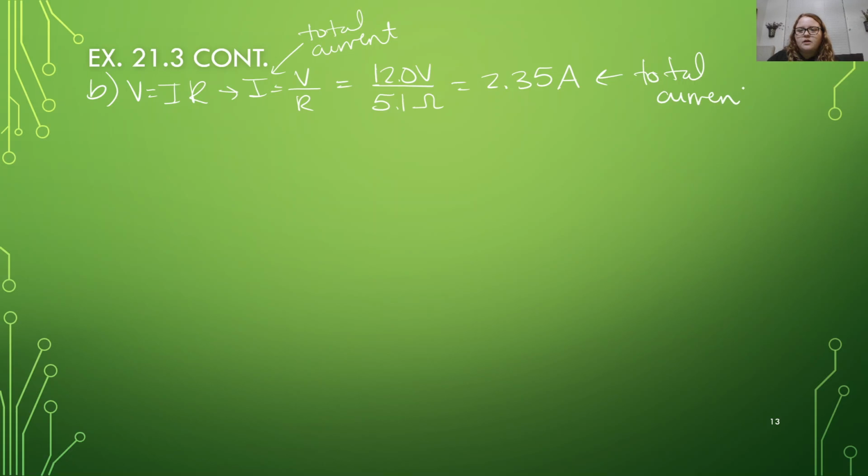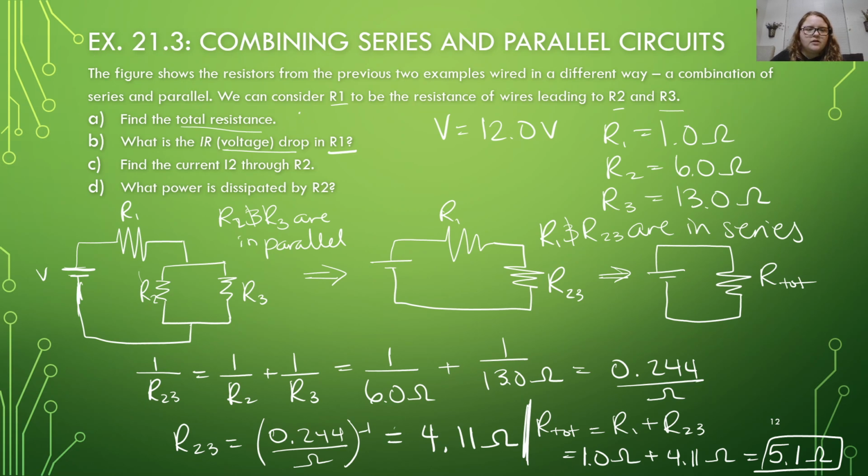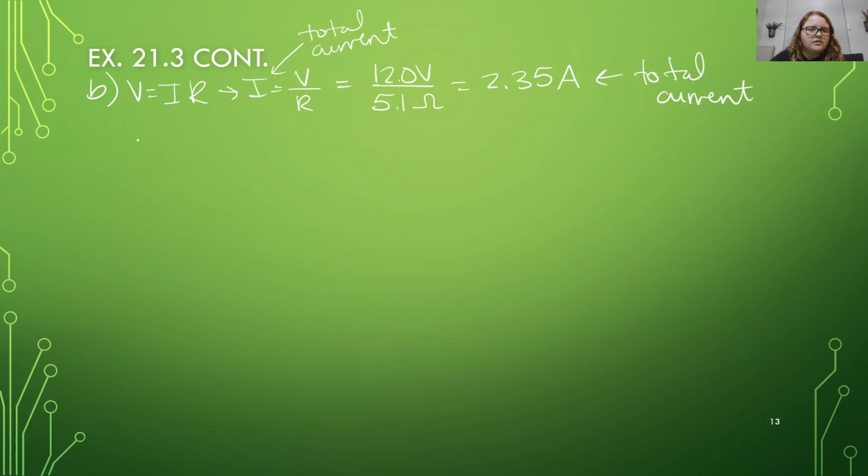So this is going to be our total current. But we're trying to find the voltage at R1, right? Yeah, the voltage drop. So V1 is equal to I times R1. Yes. Okay, so total current, 2.35 amps.